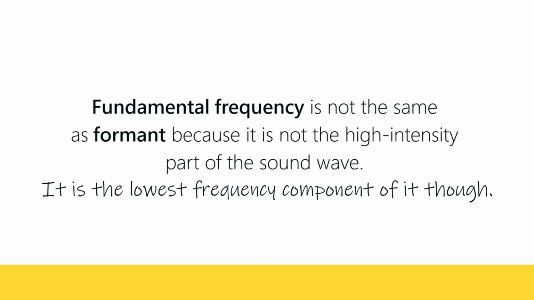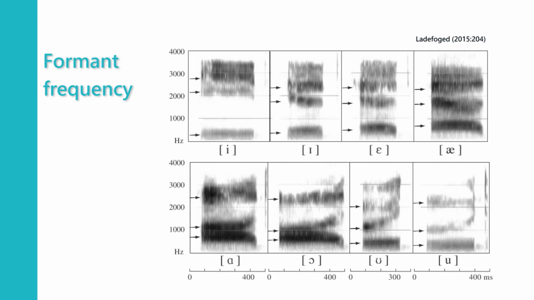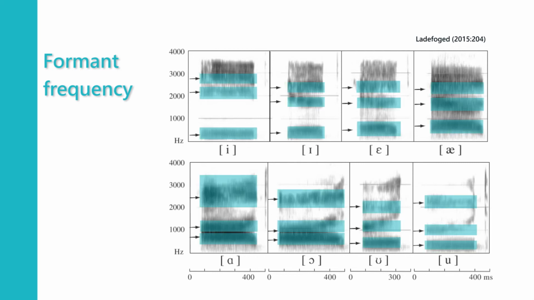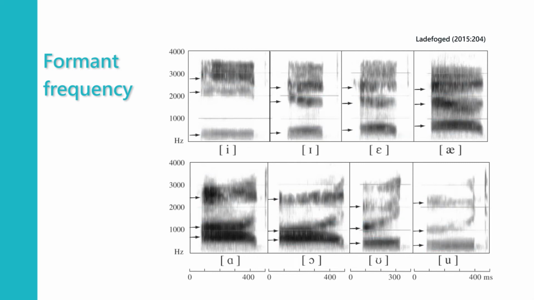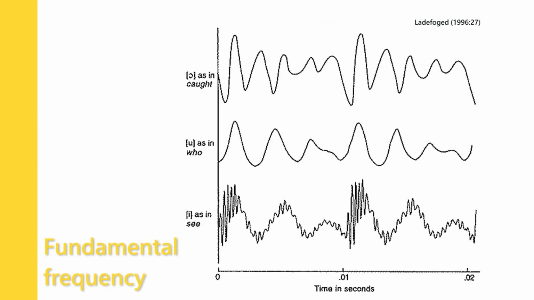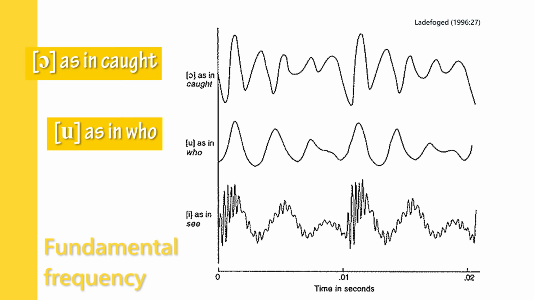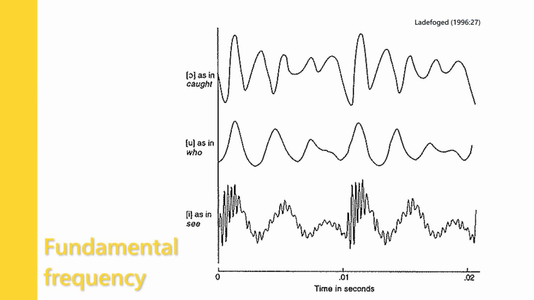So what does that mean? So formants were the intense areas of sound energy. That's not what fundamental is. So in this case, for example, in this picture, we have the waveform for these vowels, for the vowels O, U, and E. And you can see that the fundamental frequency of all the vowels here is 100 Hertz because the pattern repeats itself once every 100th of a second.